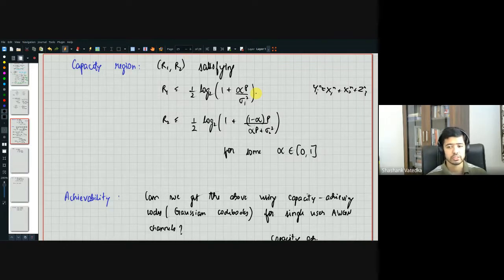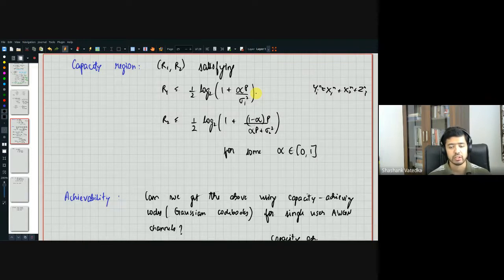Right? So this is the superposition coding rate region, and it turns out that this is the capacity region for the Gaussian broadcast channel. In the last class, I just gave a sketch of the achievability, and in this class, we'll see a proof of the converse.